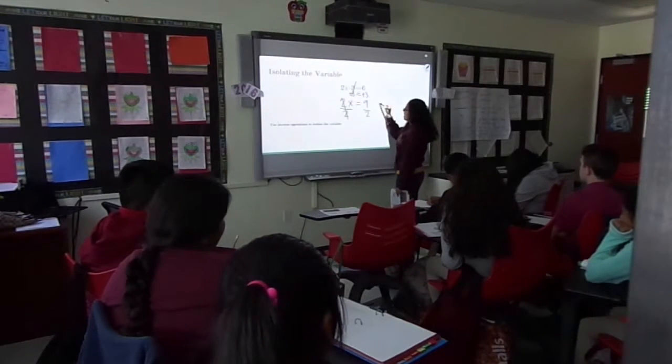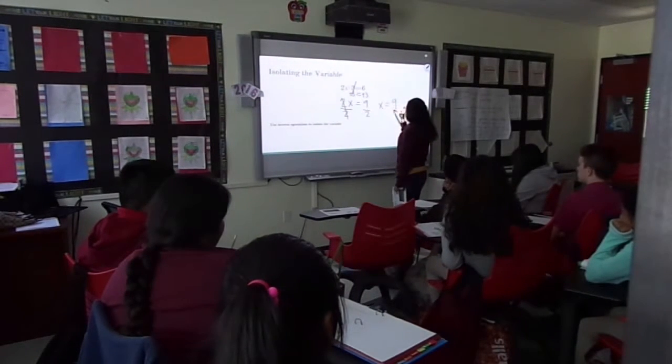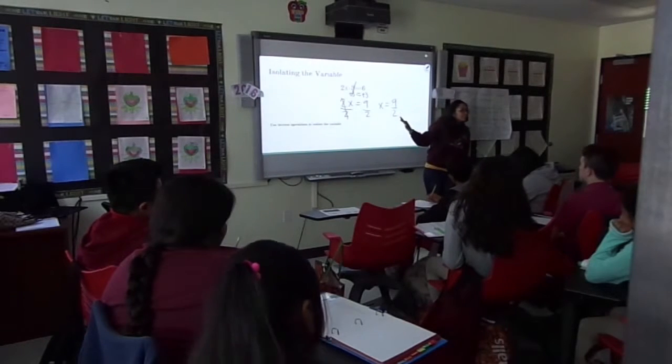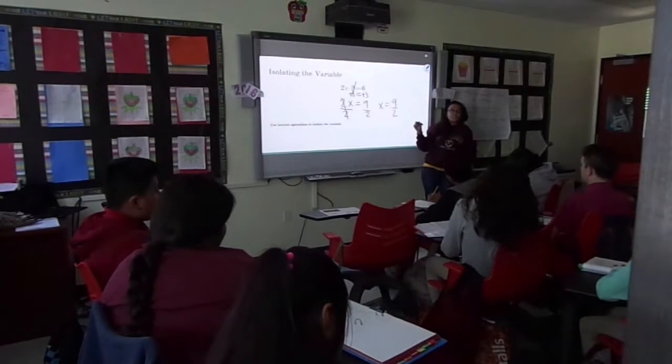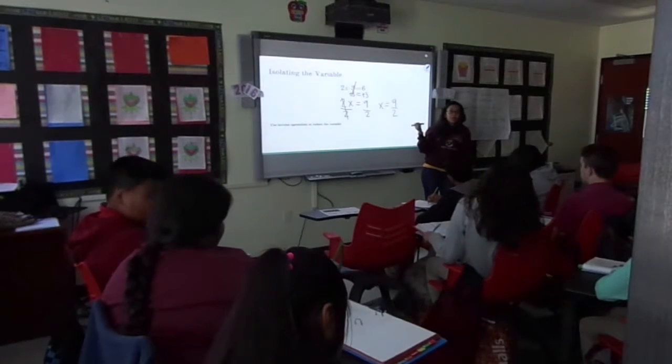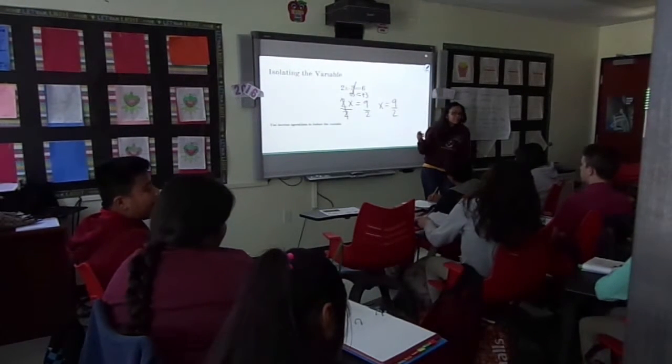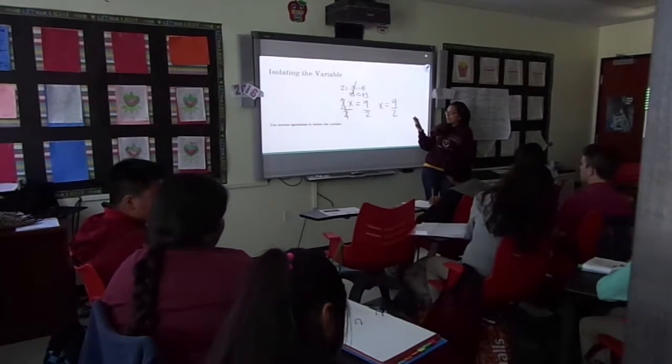So I get x is equal to 9 over 2. This is a perfectly acceptable answer. I know it's an improper fraction. You guys could change it to a decimal form. It could be 4.5, or you could change it to a mixed number. But this is fine. This is fine.